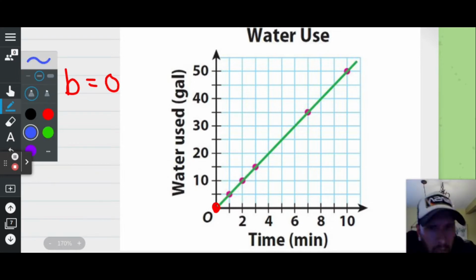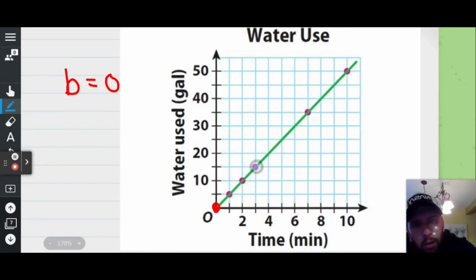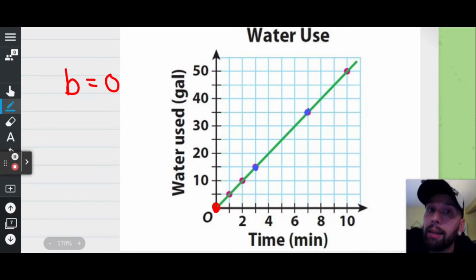The slope involves me taking any 2 points. So I don't know. I don't care. It doesn't really matter. Let's just pick 2 completely random points like those guys. It doesn't make a difference. It's a linear equation. You're going to get the same slope no matter what 2 points you choose.